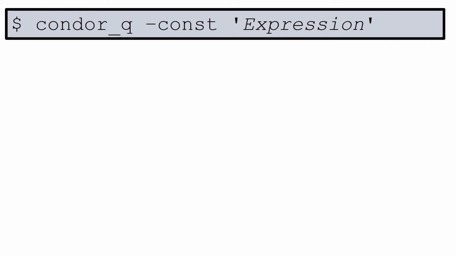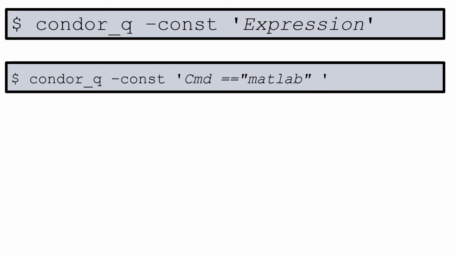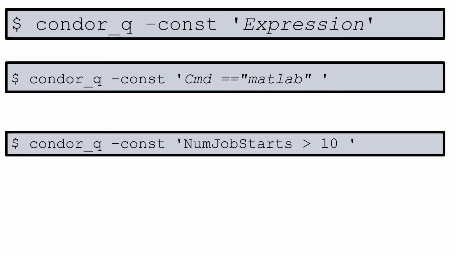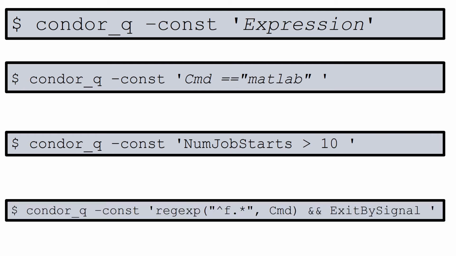Before we dive deep into the syntax of expressions, let's take a peek at some common examples of constraint expressions and what you can do with them. This shows all jobs whose main executable is MATLAB. Note that the main executable is called Cmd in ClassAds, which the manual would tell you. It would also tell you that Cmd is a string, so it goes inside double quotes. This one shows all jobs that have been preempted and restarted more than 10 times. And this one shows all jobs whose Cmd starts with the letter F and have exited with a signal. Clearly, these expressions have a lot of power to them.